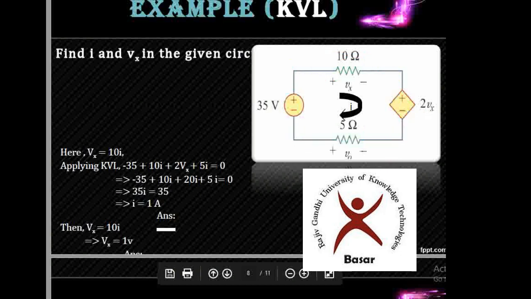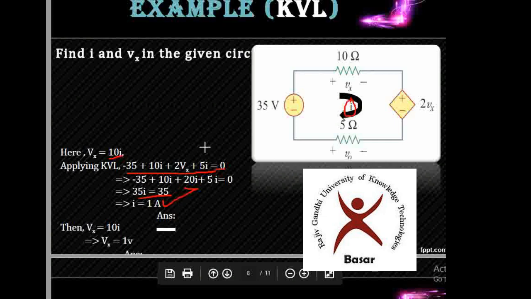Here you can see minus 35 plus 10I plus 2Vx plus 5I equals 0. So I have written the KVL expression. Rearranging, in place of Vx I substitute 10I, so that becomes minus 35 plus 10I plus 2 times 10I, that is 20I, plus 5I equals 0. So we only have one variable. That becomes 35I equals 35, so the current in the loop is I equal to 1 amp.